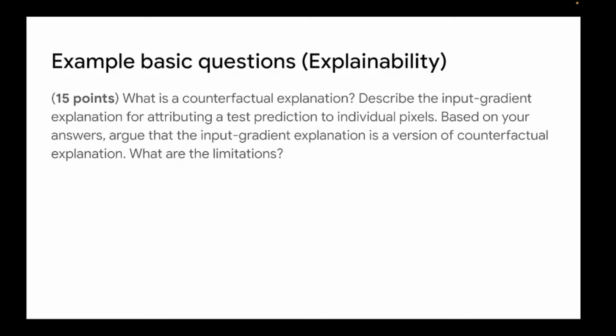So this is now an explainability question. What is a counterfactual explanation? Describe the input gradient explanation for attributing a test prediction to individual pixels. Based on your answers, argue that the input gradient explanation is a version of counterfactual explanation. What are the limitations? So you basically have to answer each of the questions here. Okay, you kind of see the grading scheme here. So for every question, you're going to have roughly one nth of the grade assigned for the whole question, right?